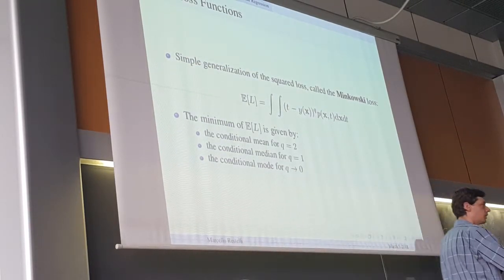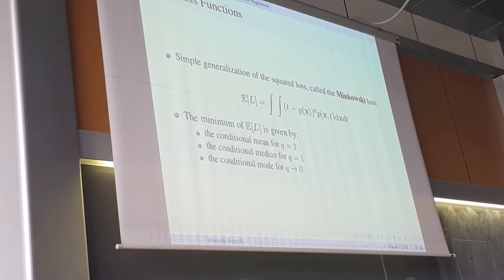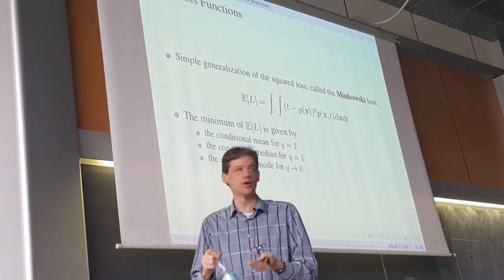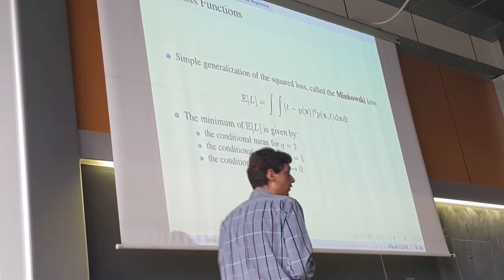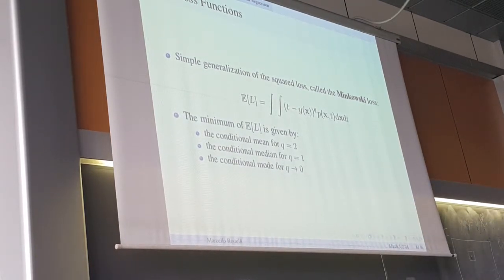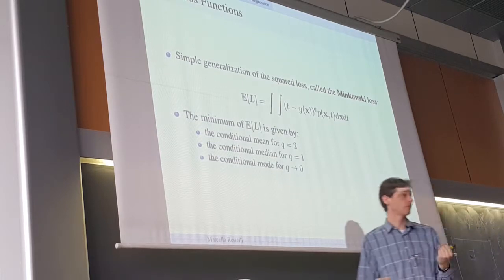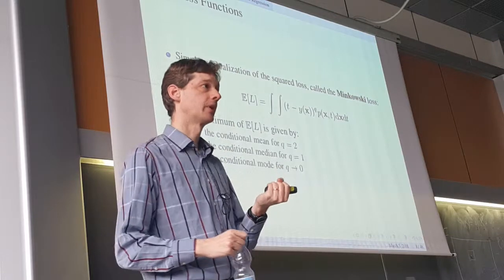But the asymptotic behavior is important. When q approaches 0, you are going closer and closer to the conditional mode of the function. This is just to say that, of course, changing the loss function, you are learning different things. As I've told you, the choice of the loss function is also related to how easy it is to optimize it. In this case, for instance, taking q equal to 2 is very easy to optimize. So this is usually why the square loss is chosen.